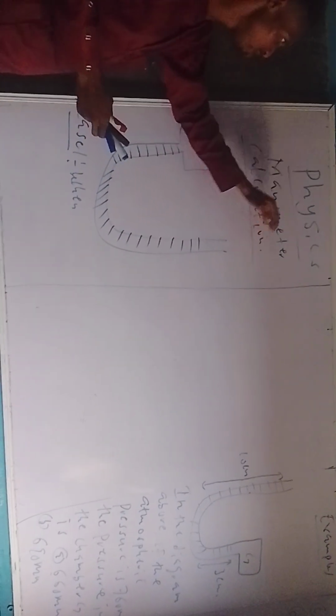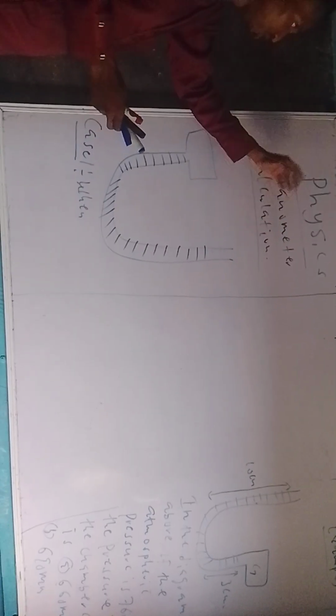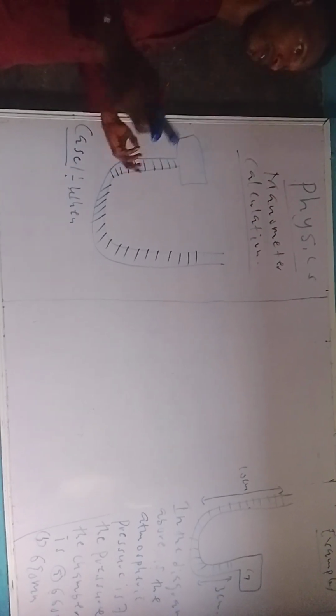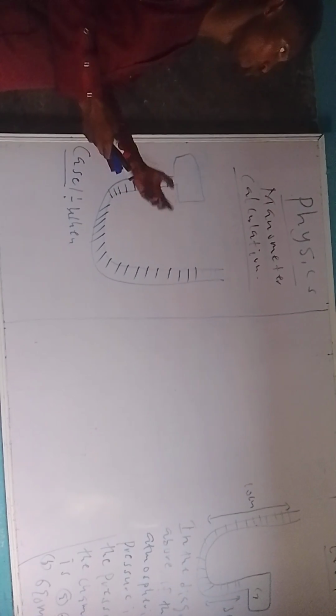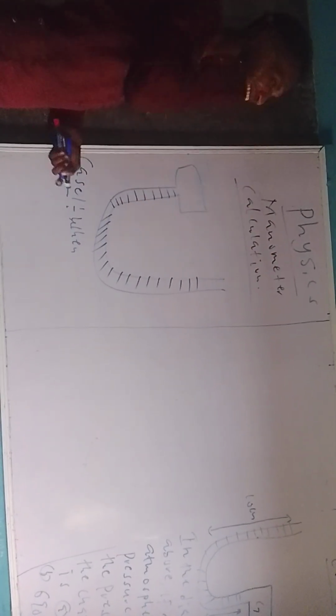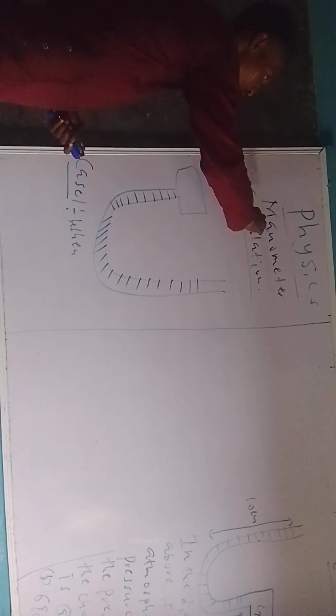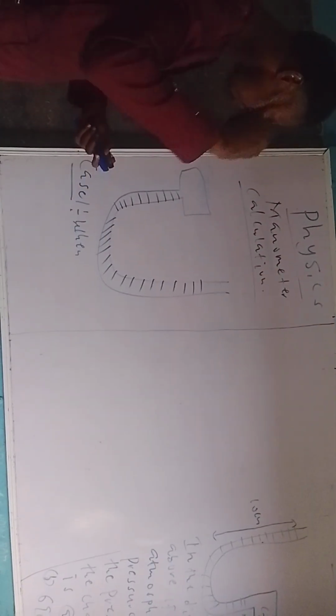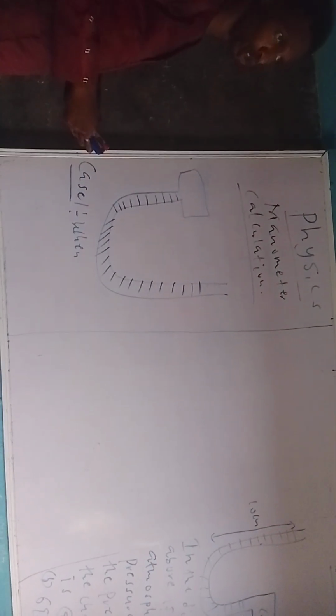Before we move to the calculation, what is a manometer? What is it used for? A manometer is an instrument used to measure gas pressure. Please take a look. Manometer is used to measure gas pressure. Now let's look at a calculation.